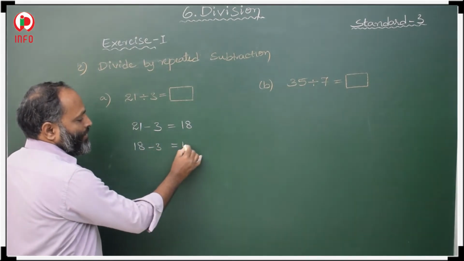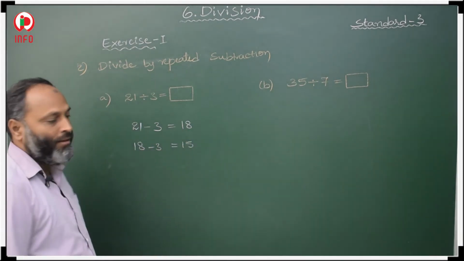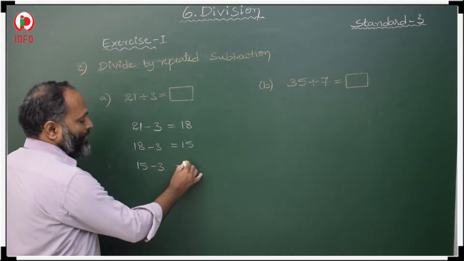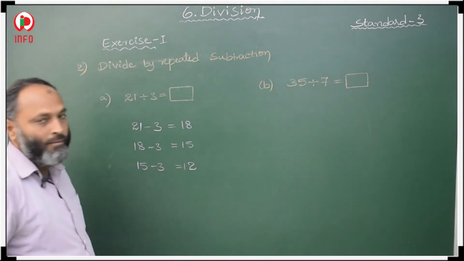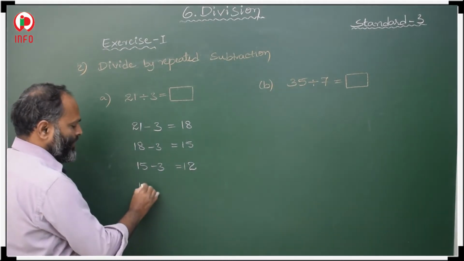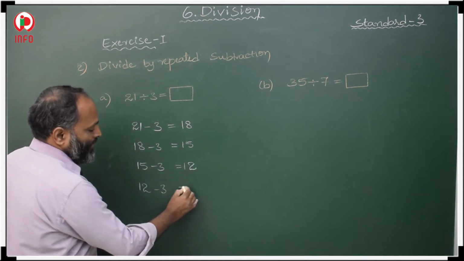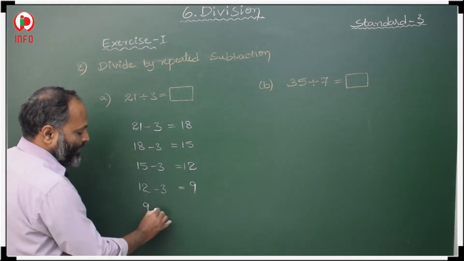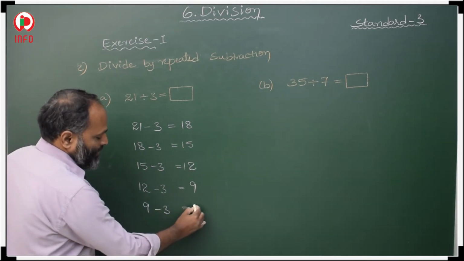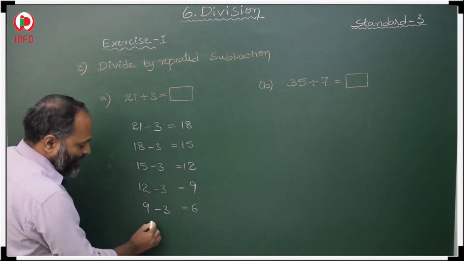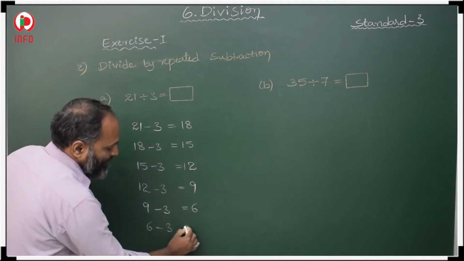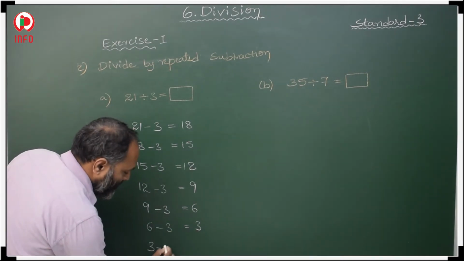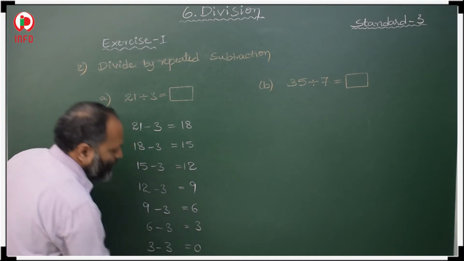18 minus 3 is 15. What is the difference? 15. Again we take this difference, 15 minus 3. 15 minus 3 is 12. Again we take this difference, 12 minus 3, 9. Again the difference minus 3 is 6. The difference 6 minus 3 is 3. And after that, what is the difference? 3. 3 minus 3 is 0.